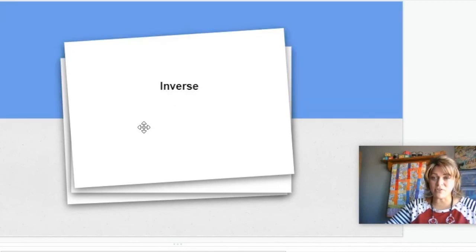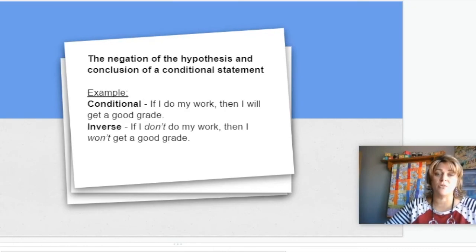Inverse. The inverse, take the original conditional and negate the hypothesis and the conclusion. So it's the opposite. If it's positive, then you negate it. If it's already negative, then you make it like a positive. So for example, if I do my work, then I will get a good grade. The negation, if I don't do my work, then I won't get a good grade. Okay, so it's making all the hypothesis and conclusion negative or the opposite of what they already are.